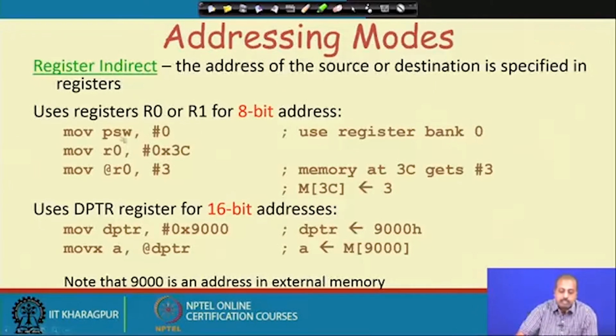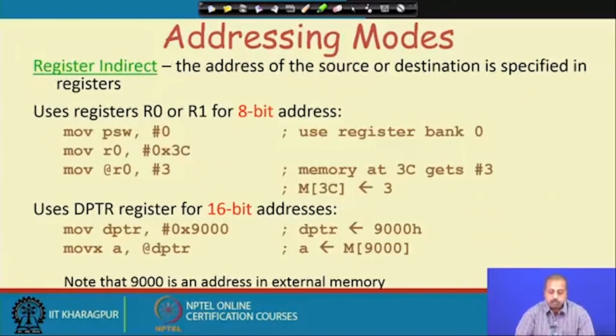In this case, we are setting R0. First of all we set the bank, then in that bank in the R0 register we put this value 3C and then do this movement. That is for internal memory operation. When you are trying to access internal memory in indirect mode, you can do it like this. If you are trying to use external memory in indirect mode, then we have to use this DPTR register.